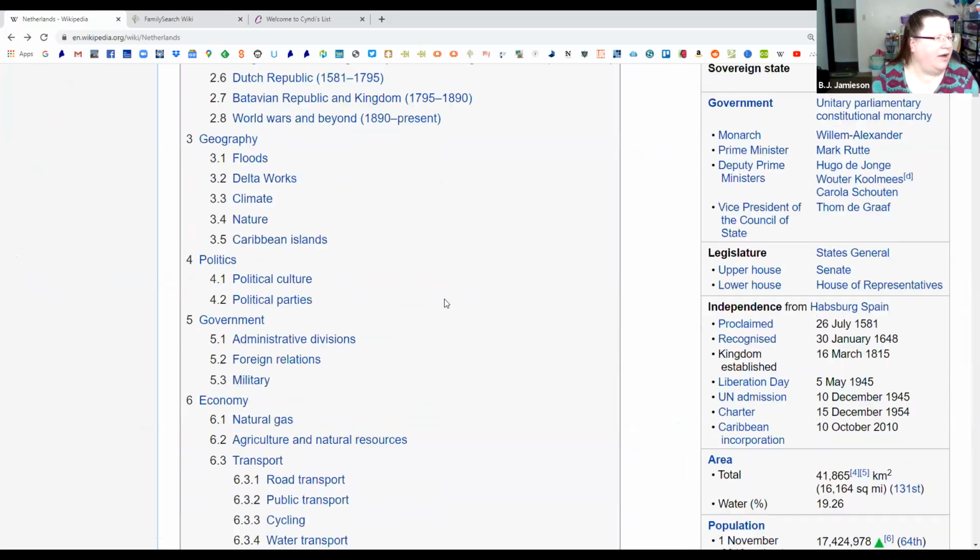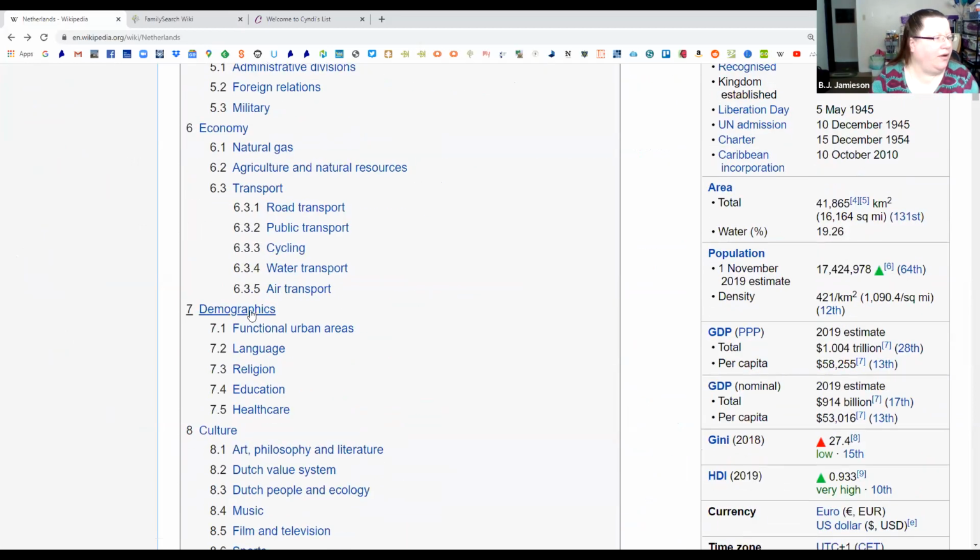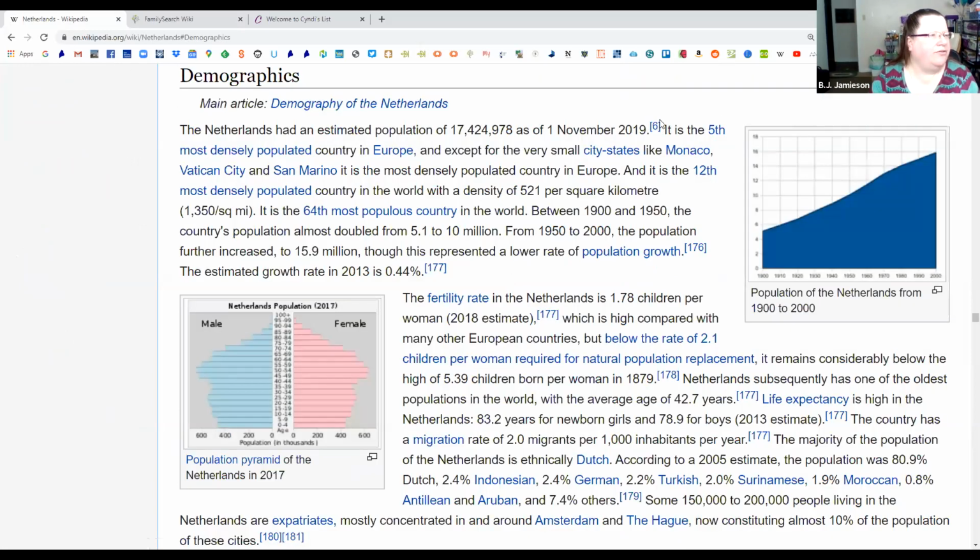So let's go down and click on demographics. It gives you the population. It's fairly densely populated.